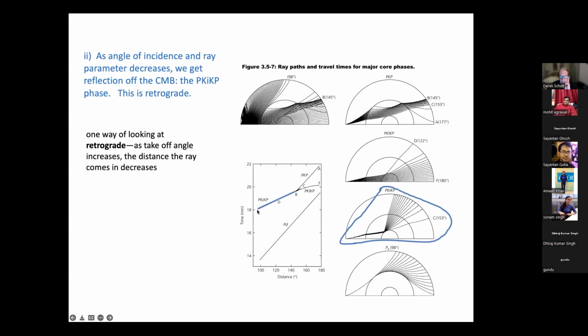Next, we get the PKiKP. So this one starts out at C, and then it goes this way. And again, it's retrograde. So it starts out here, and then it goes backwards.